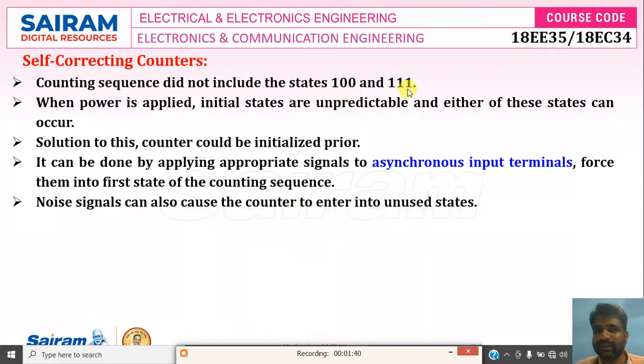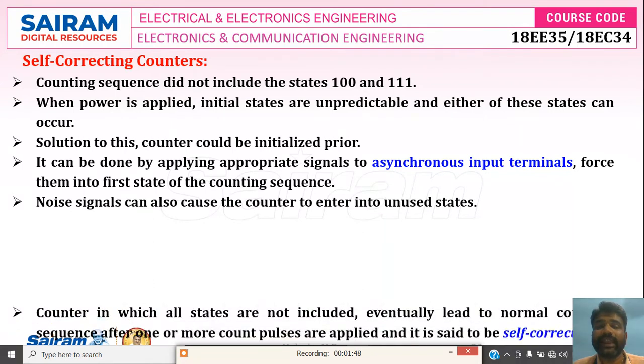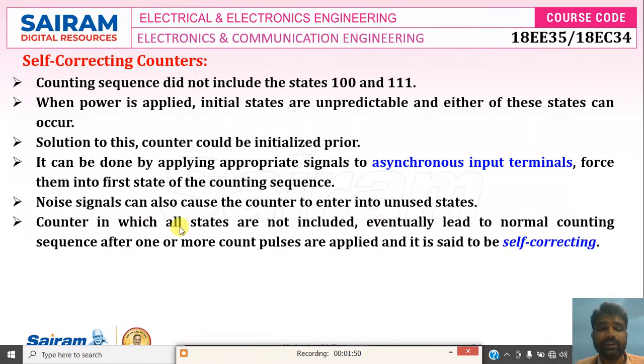So here, self-correcting means: if an unused state occurs, what precaution are we supposed to take? A counter in which the unused states are not included eventually leads to the normal counting sequence after one or more count pulses are applied. That means if any one of the unused states occurs, by applying one or more pulses it will go to the normal counting sequence. That is called self-correcting.